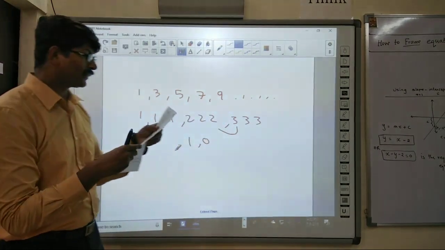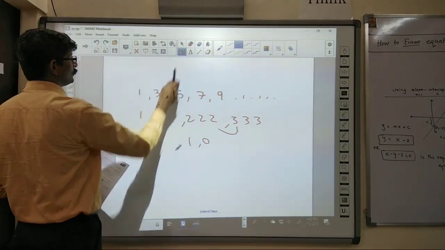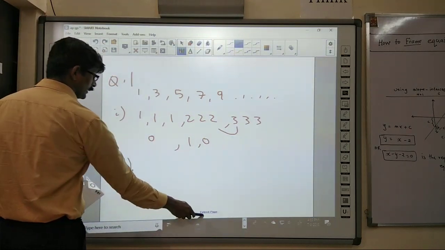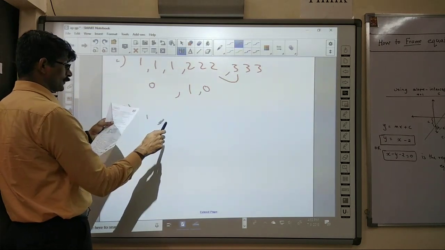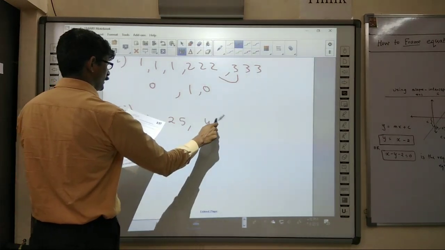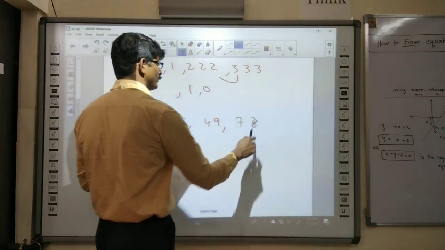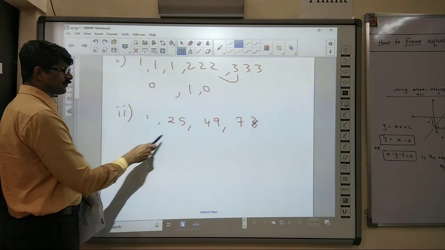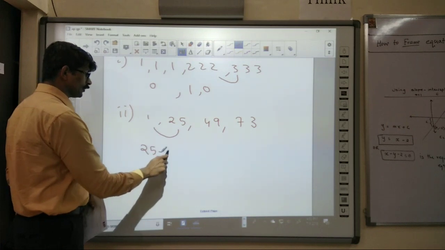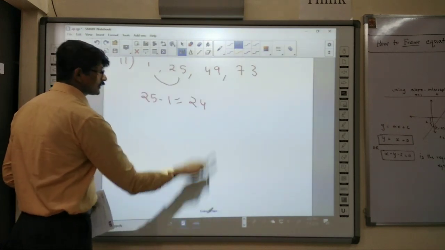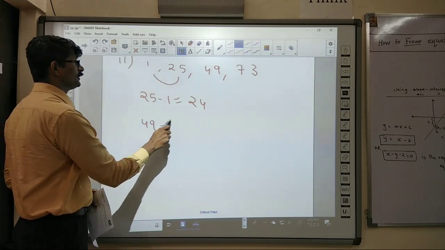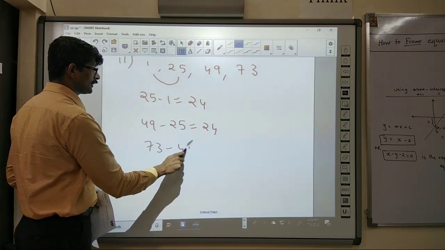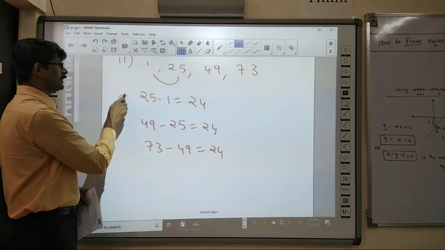Next one, 1, 5 square, 7 square, and so on. So this was the first part of question number 1. The second part of question number 1 is 1, 5 square is 25, 7 square is 49, the third is 73. So is this an AP? How will a student check whether this is an AP or not? Find this, 25 minus 1, which is 24. Then check this, 49 minus 25, which is again 24. 73 minus 49, which is again 24. So the D is the same.